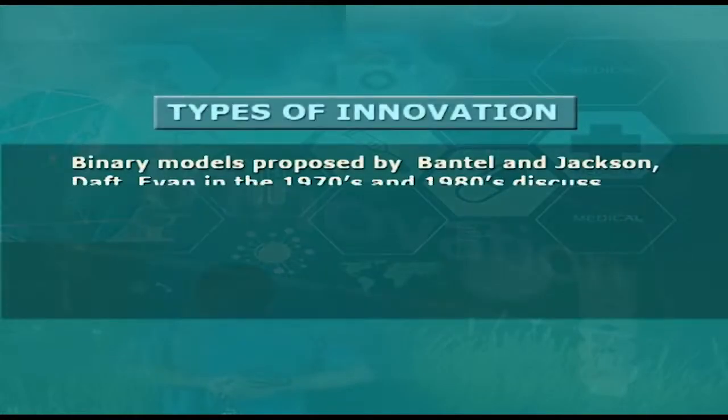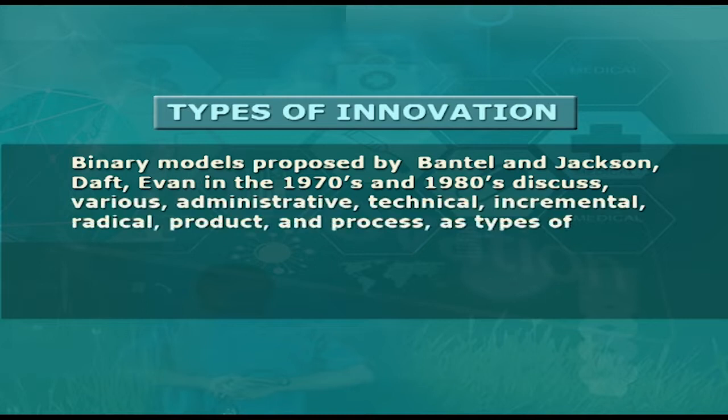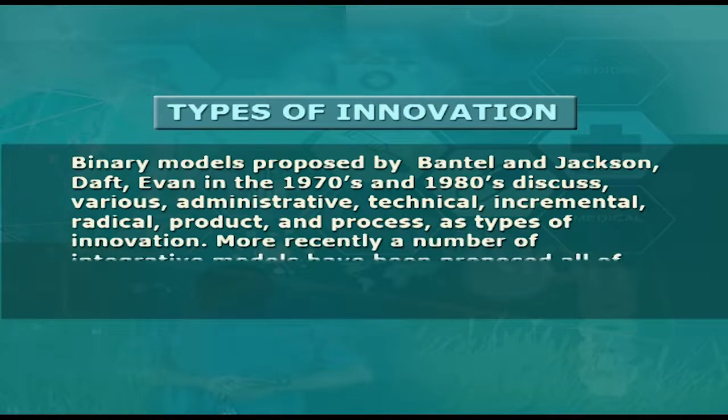According to Knight in 1967, many classifications of innovation types have been proposed over the years. One of the earliest models proposes different types of innovation, which include organizational structure, production process, people, and product or service. Binary models proposed by Daft and others in the 1970s and 1980s discuss various administrative, technical, incremental, radical, product and process as types of innovation.